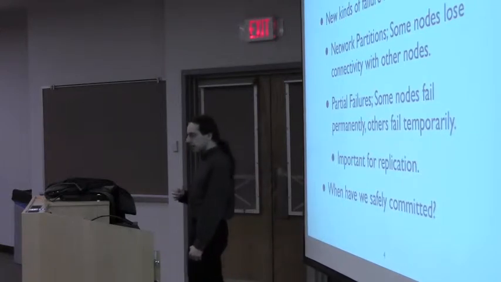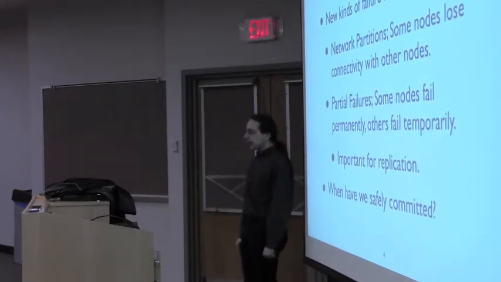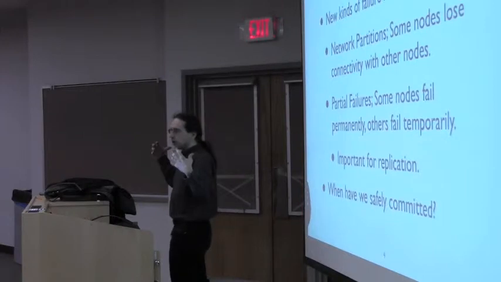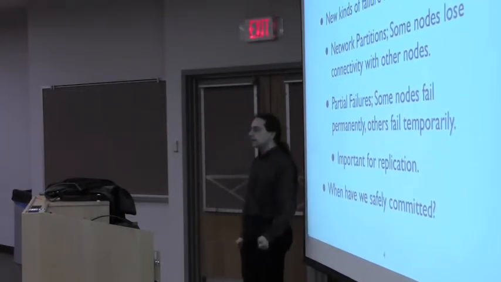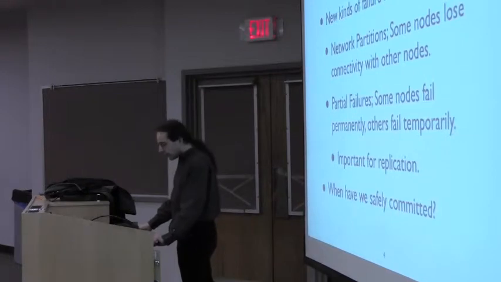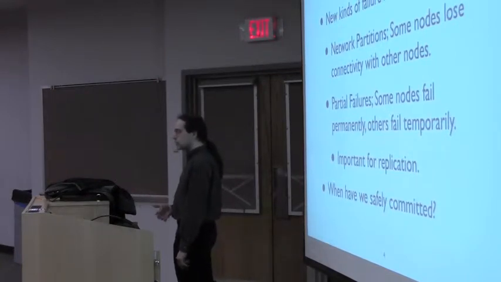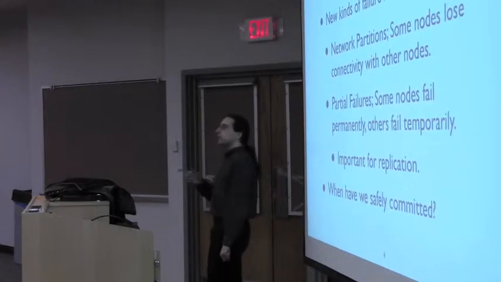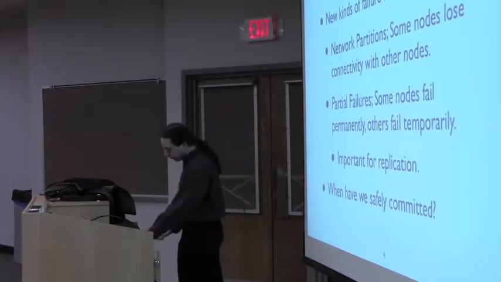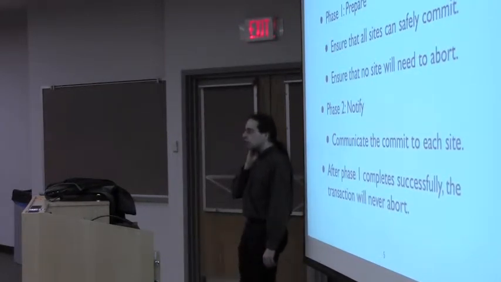There's also a possibility that various things can happen to the network, and so one node might lose connectivity to other nodes. And if that happens, both of the nodes are still running, and each of them might think that the other node has failed, when in fact it's simply disconnected, so we need to be able to deal with that as well. And ultimately, this all boils down to a question of when is it safe to say that all of the nodes are ready to commit? And the fundamental strategy for that is a protocol called two-phase commit.